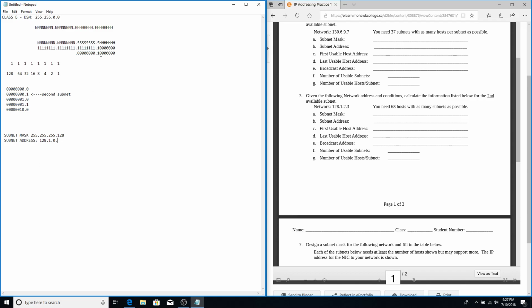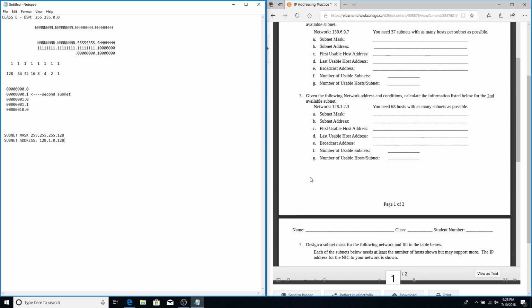And then we are going to look at this guy, and we see it is a 1 right here. So that's the exact same thing as what it was up here, 128. So it's going to be 128. Pretty easy, right?